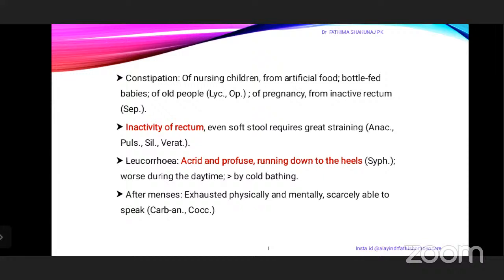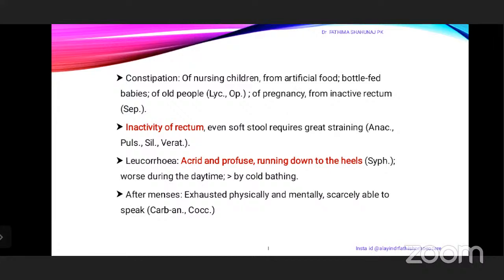In Lycopodium, it has been mentioned that since last confinement, when away from home, of infants, with ineffectual urging, rectum contracts and protrudes during the stool, developing piles. So it has been seen that since puberty and since last confinement. And in Opium, constipation of children, of corpulent and good-natured women, no desire, from lead poisoning, and hard round black balls, pieces protrude and recede. So in Opium also, the children will have constipation, of corpulent and good-natured, okay? And the nature of the stool is like round black balls.